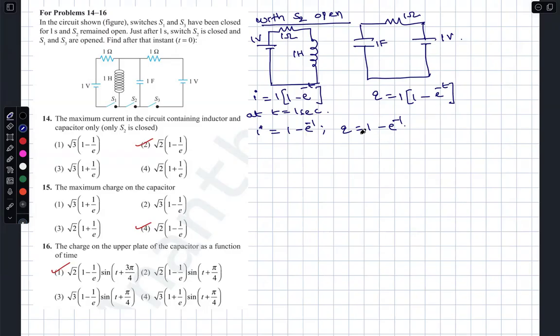Now what have you done? The maximum current in the circuit containing only the inductor and capacitor, S2 is closed. Now it is becoming an LC oscillatory circuit. This is the circuit.